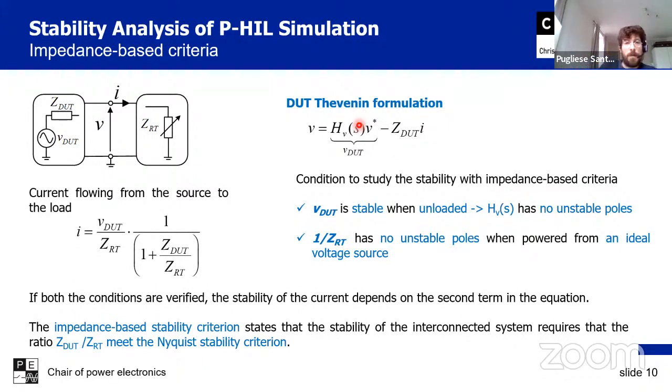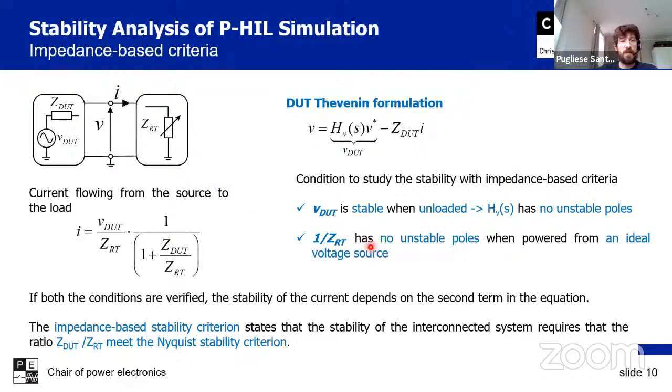Another condition is that the equivalent plant that I'm representing, the Z_RT, as we will see, takes into account some interface algorithms which intrinsically have some delays. We see that this delay in closing the loop can lead the system to have unstable poles. So one of the conditions that we should satisfy is that the plant that we are representing through the power-in-the-loop is stable when it's supplied by an ideal voltage source.